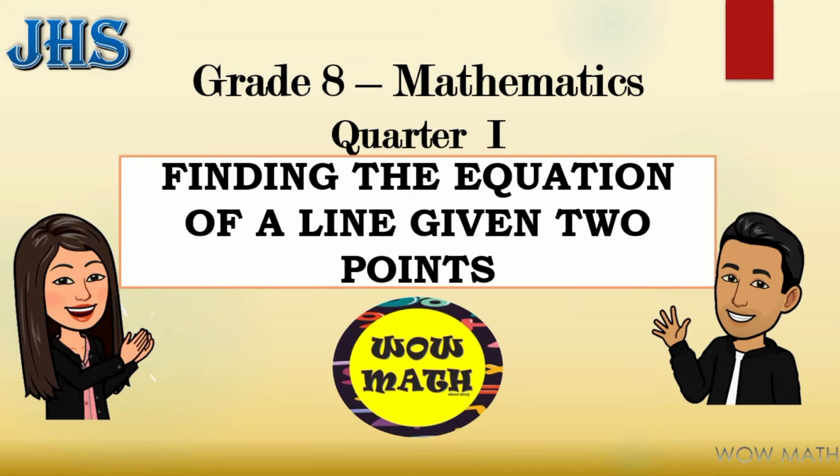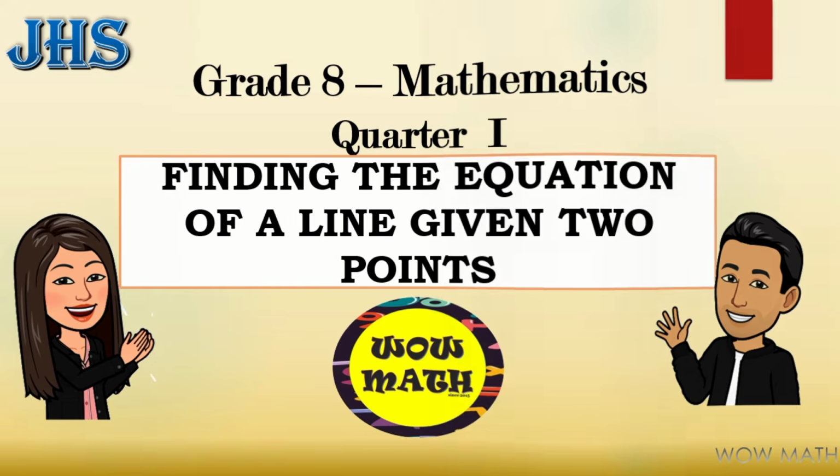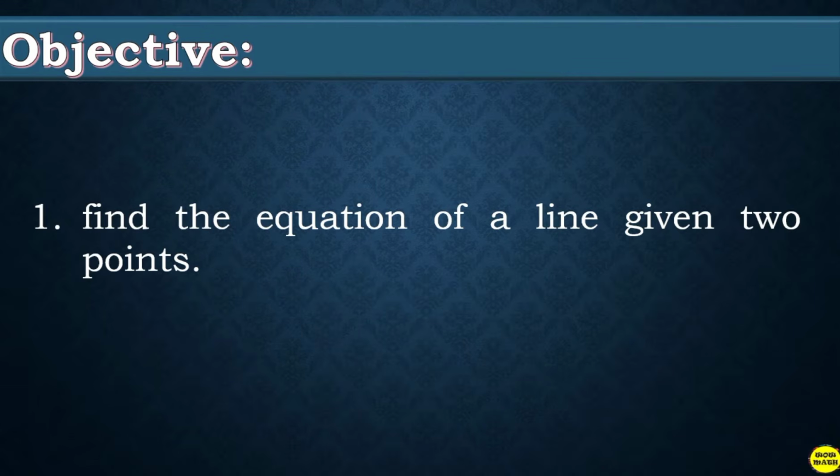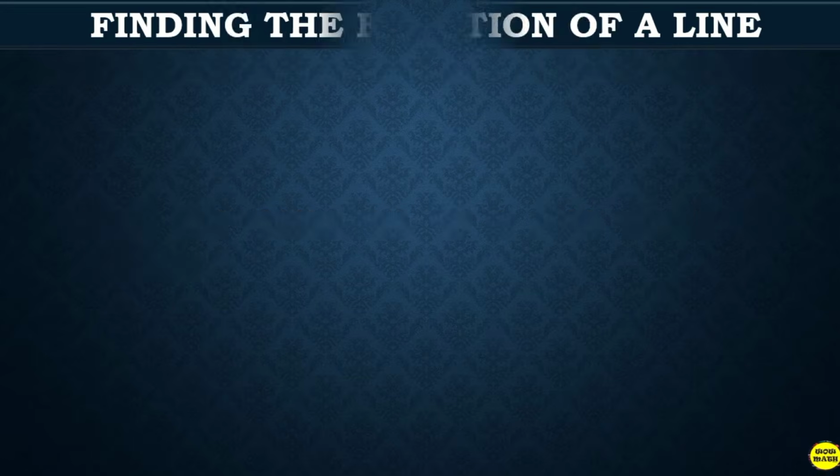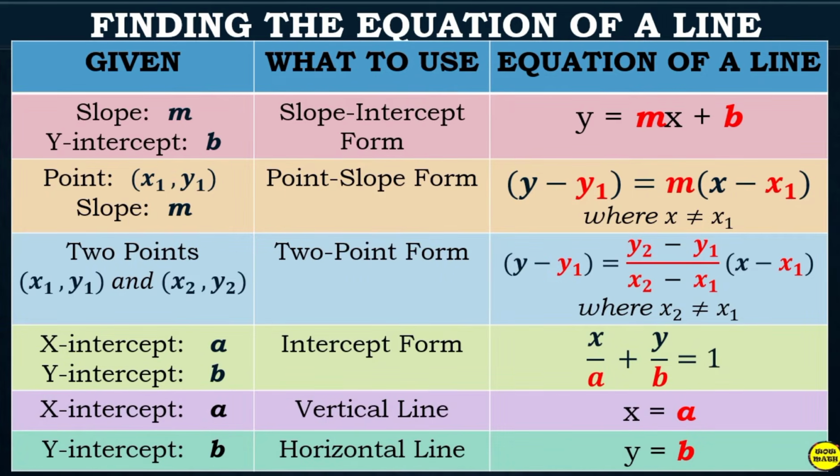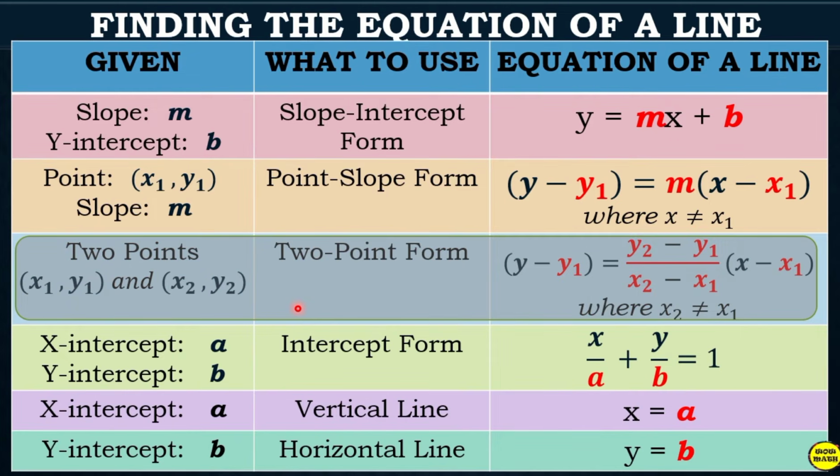Okay, mga kawawang math, in this video, we will discuss finding the equation of a line given 2 points. So, our objective is to find the equation of a line given 2 points. In finding the equation of a line, we have this table. Uulitin ko nga, kung napanood nyo yung dalawang previous video tutorial natin about finding the equation of a line, na-discuss na natin itong slope-intercept form at point-slope form. Now, this time, we will focus on the 2-point form.